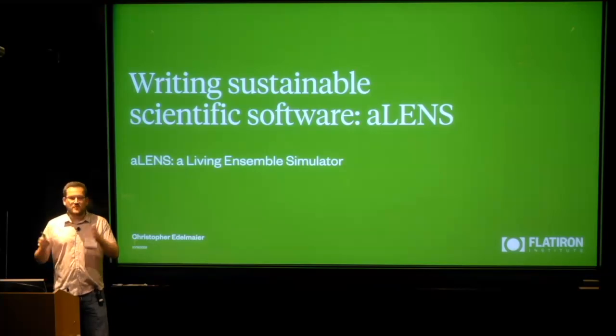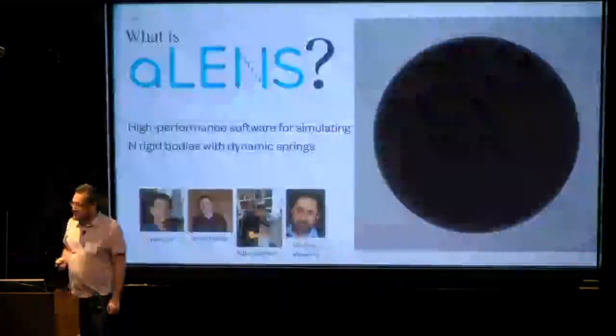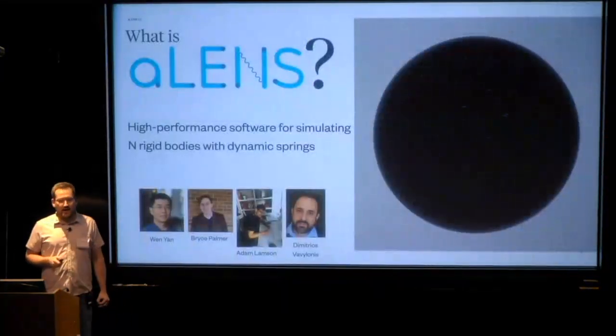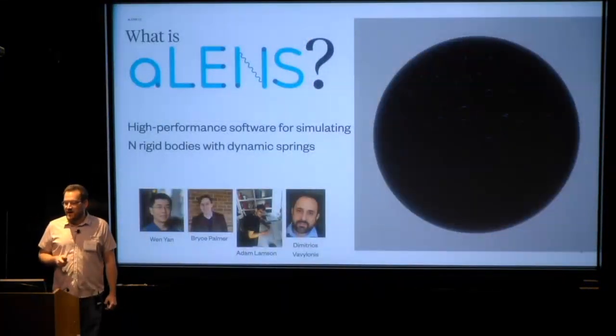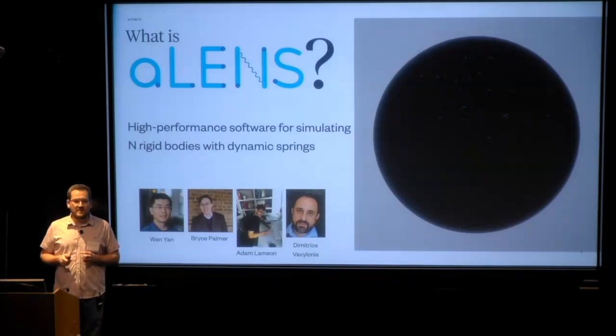So one of the first questions on everyone's mind should be, what is a lens? A lens stands for a living ensemble simulator. It is a software package that was written here in CCB, although it went by other names before in various incarnations, that is essentially for simulating some number of rigid body objects in space with, say, dynamic springs that can link to objects and unlink from objects.